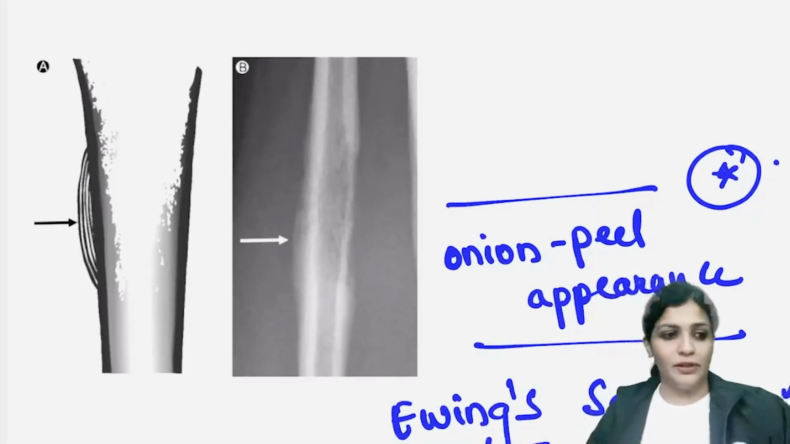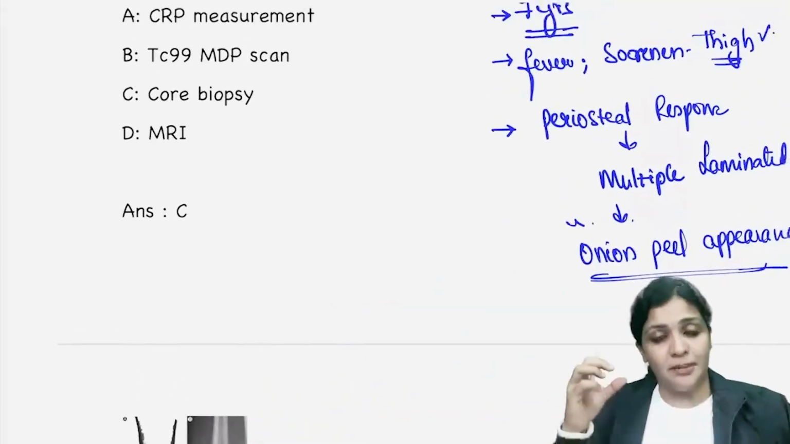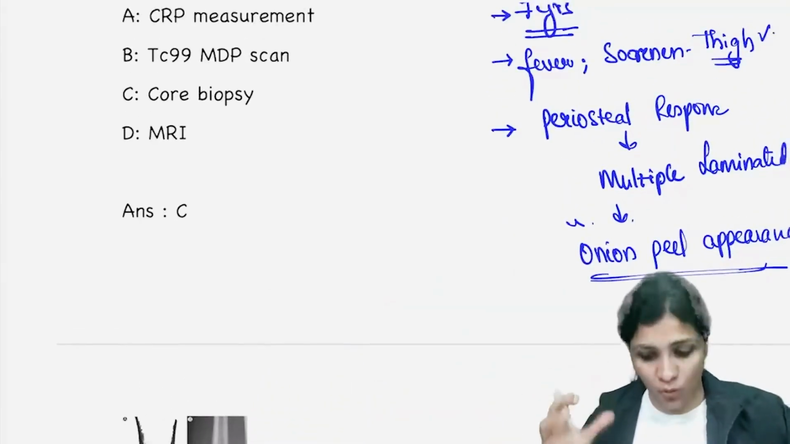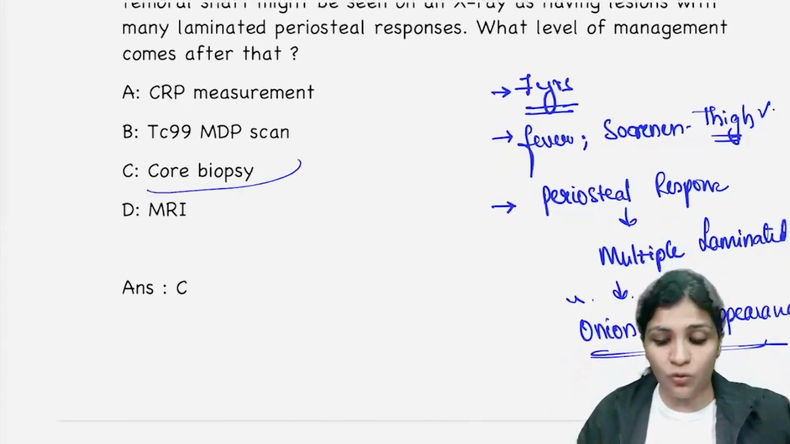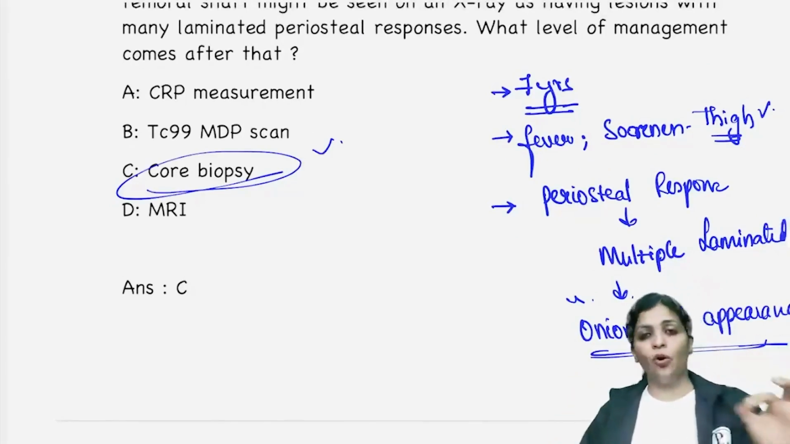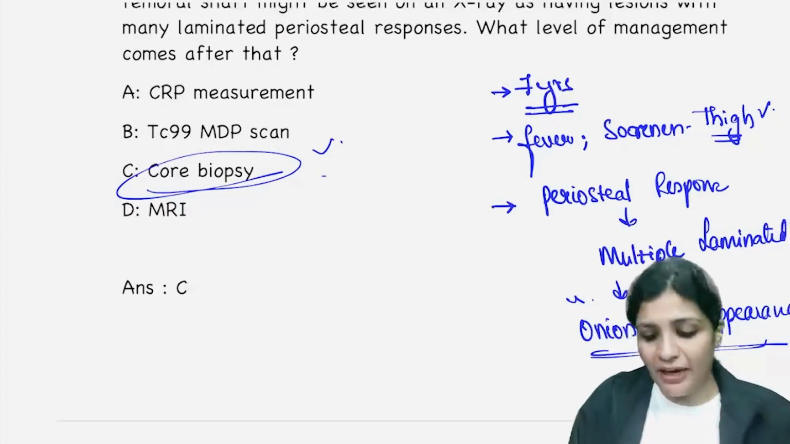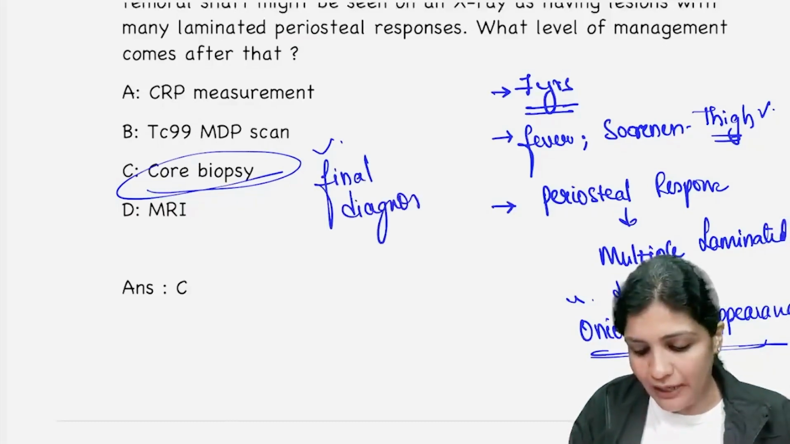As you got confused whether this could be osteomyelitis, yes, multiple responses sometimes can also be seen in osteomyelitis. That is why, what should be the management for this? You have to always go for a biopsy. This biopsy will confirm whether this is an infection or a tumor, right? So this is the final criteria where you can diagnose the condition.